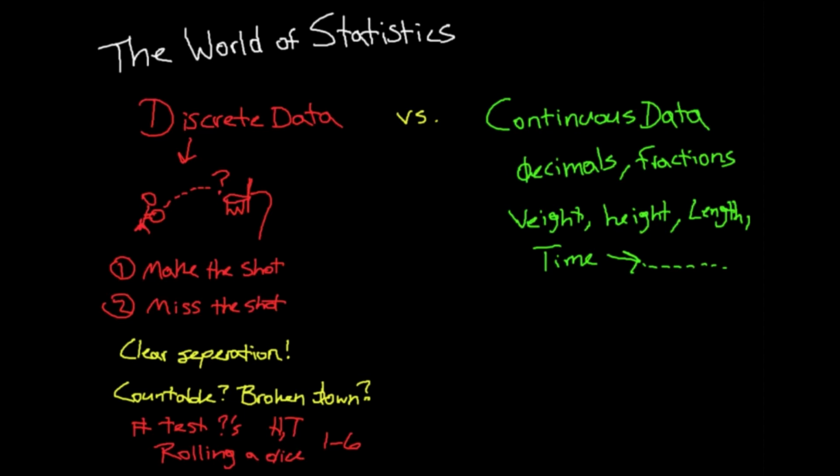So that's kind of the difference between discrete data and continuous data. Discrete data can be separated. Two questions to ask yourself: is it countable? Can it be broken down? The number of test questions on a test, getting heads or tails, making or missing a shot, rolling a dice, those would be all great examples of discrete data. Continuous data has decimals, fractions, some examples: weight, height, length, and even time would be a good example. So those are some of the differences between discrete data and continuous data.